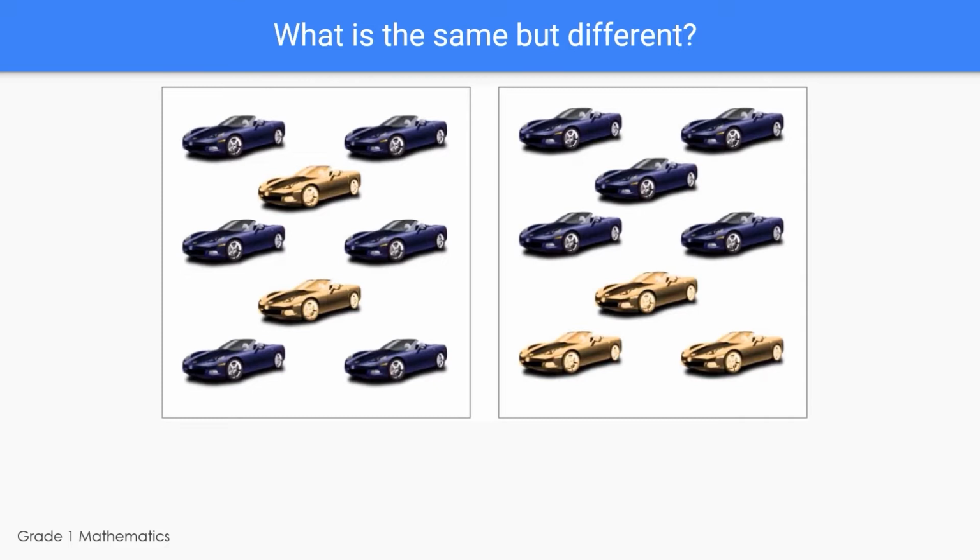The first picture has 6 blue cars and 2 gold cars, while the second picture has 5 blue cars and 3 gold cars. I wonder how this type of thinking might help us as we explore some more math together today. Let's find out.